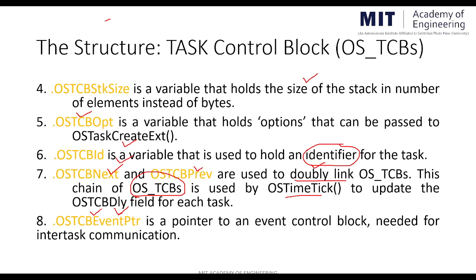Again, the next member of the structure is OSTCB event PTR. This is the pointer to an event control block. Whenever the word block is there, obviously a structure is written to hold the members of this block. Like a TCB, there is one more structure, the ECB, event control block, needed for intertask communication. In the next unit we start intertask communication, and in the next video we will see the details about the event control block.